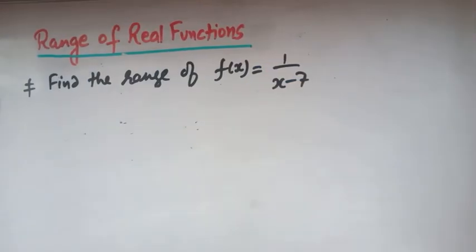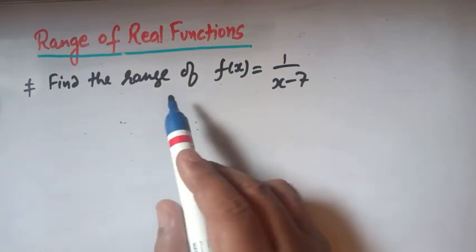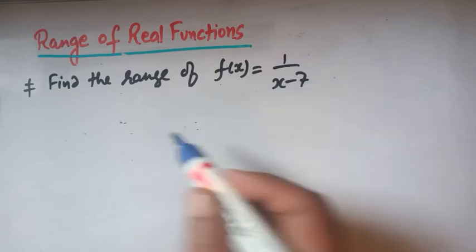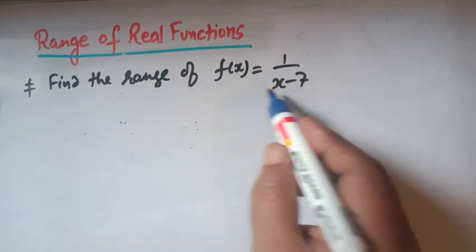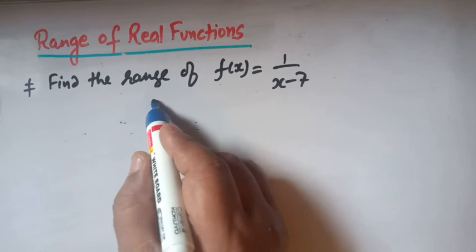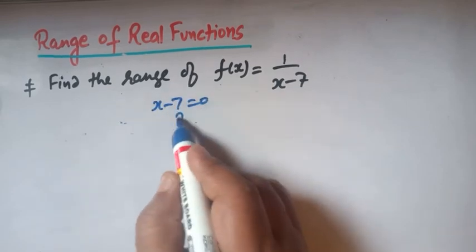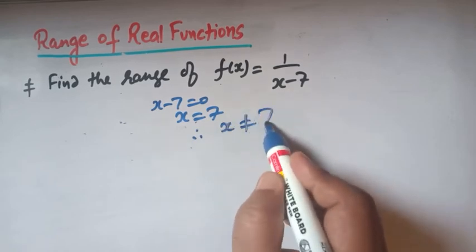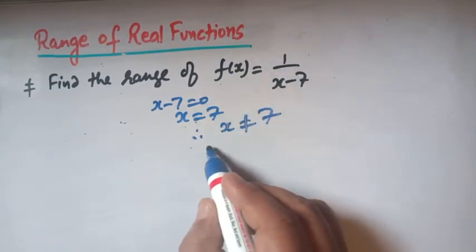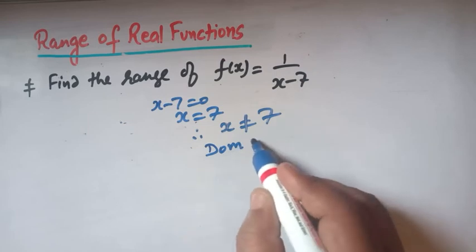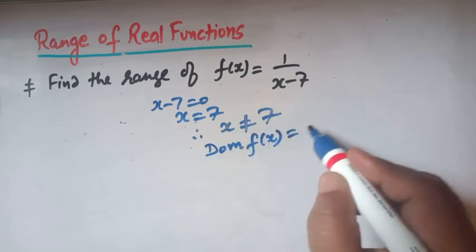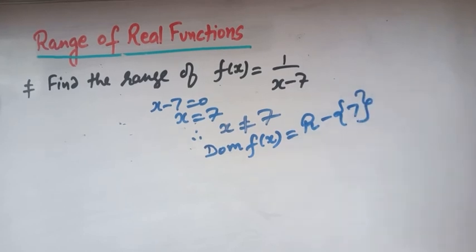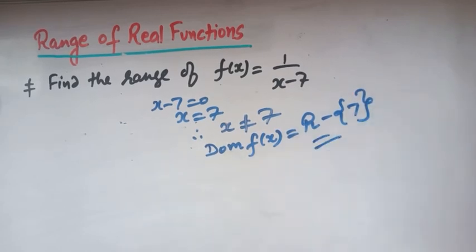Let us consider one more example. Here we have to find the range of f(x) = 1 over (x minus 7). Obviously this function f is not defined for x minus 7 equal to 0, or x equal to 7. So therefore x should not be equal to 7. Hence we can say that the domain of f(x) is the set of all real numbers excluding 7. Clear? So this is the domain.